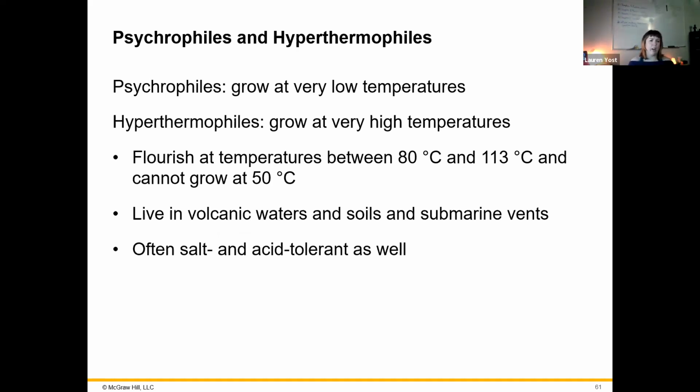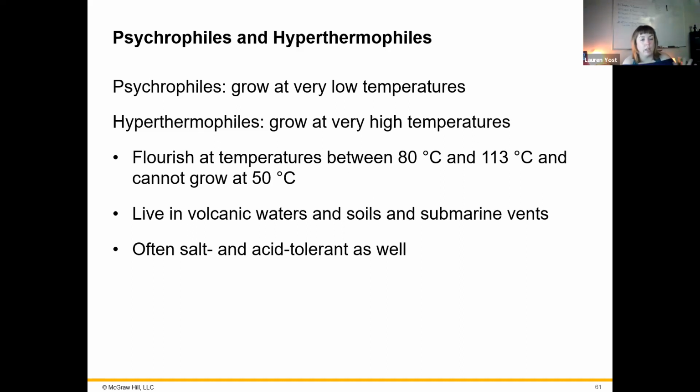So we have the psychrophiles and the hyperthermophiles. The psychrophiles are going to grow at very low temperatures, like freezing temperatures. And then the hyperthermophiles grow at very high temperatures. So they will flourish at temperatures between 80 and 113 degrees Celsius. I want to remind you guys that 100 degrees Celsius is boiling. So they flourish at these temperatures, and they cannot grow at 50 degrees Celsius or below. That's too cold for them.